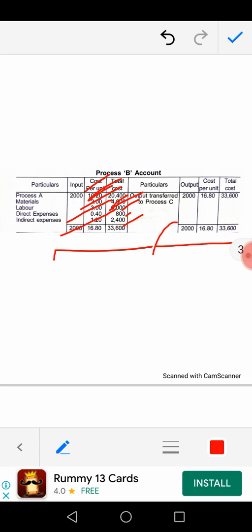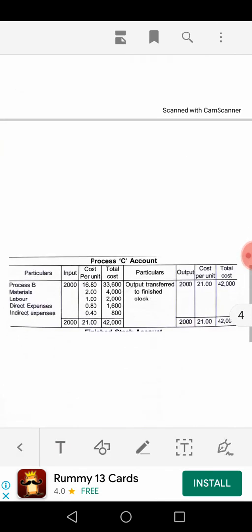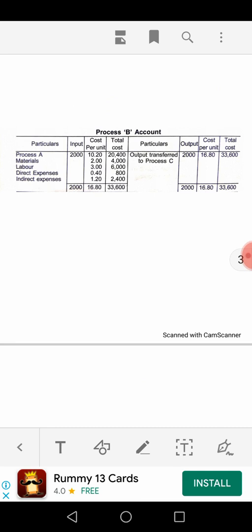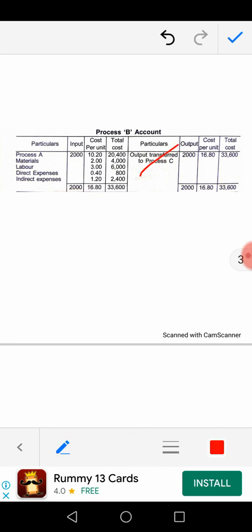Later you have to put the same amount in the credit side, that is the transfer to process C account. And next you have to prepare what? Process C account. See here, process C account. Same like that, you have to transfer to process C account.